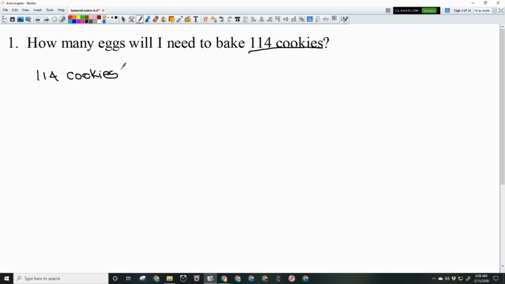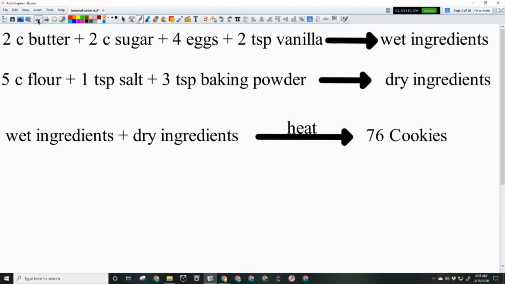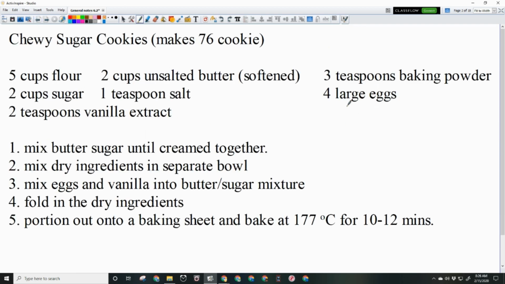Okay, and we need some kind of relationship from our chemical equation, from what's given to us, from our recipe. We need some kind of equality that can get us from cookies to eggs. So let's look back at our recipe. What's the relationship between cookies and eggs? The recipe tells me here 76 cookies will take 4 large eggs. So those things can be equal. If I have 4 eggs and I mix the rest of this together, I can get 76 cookies.